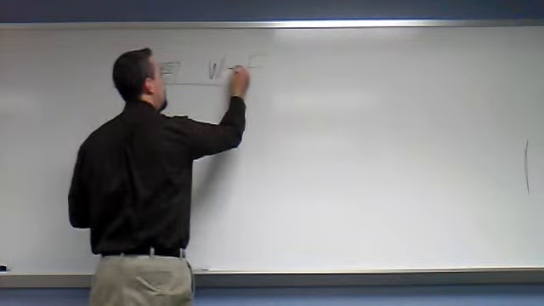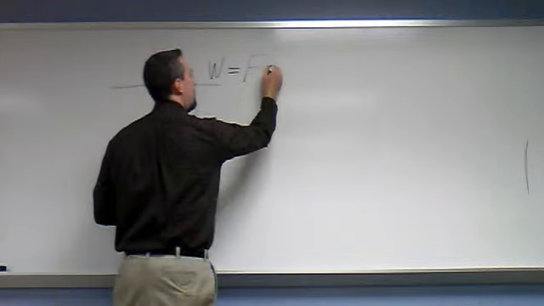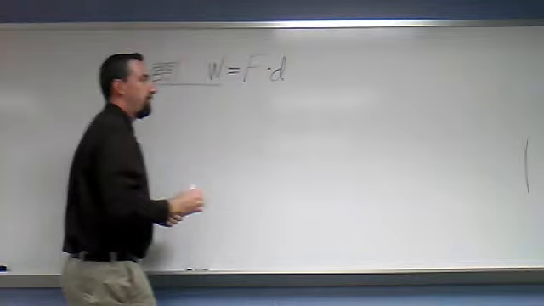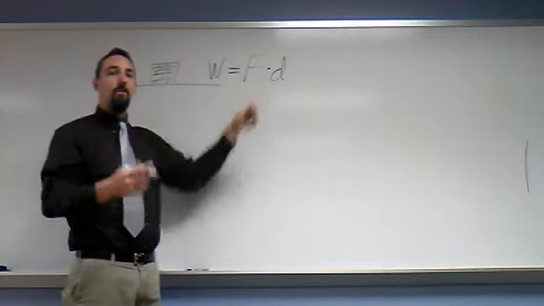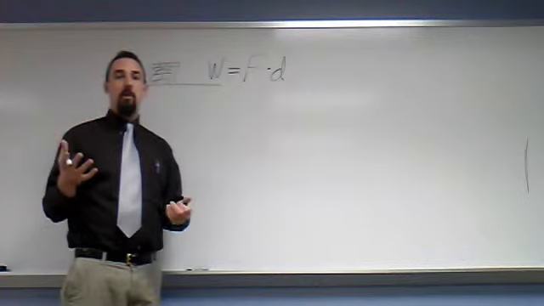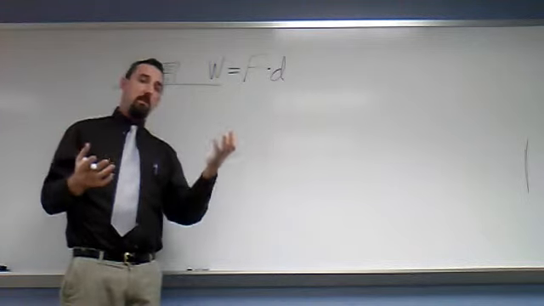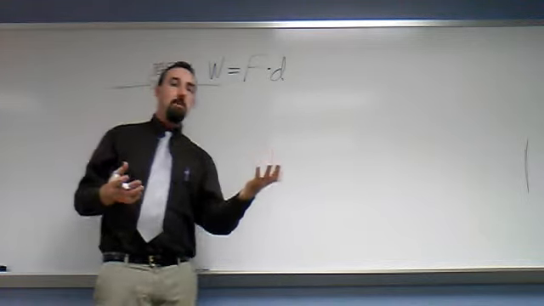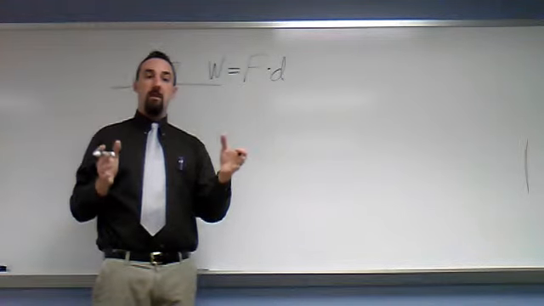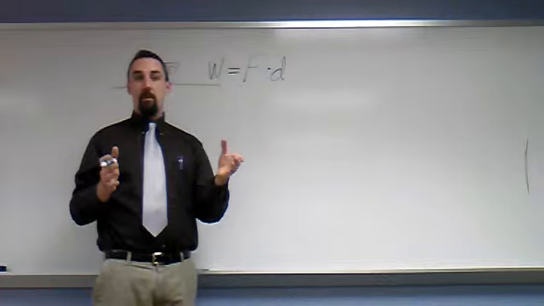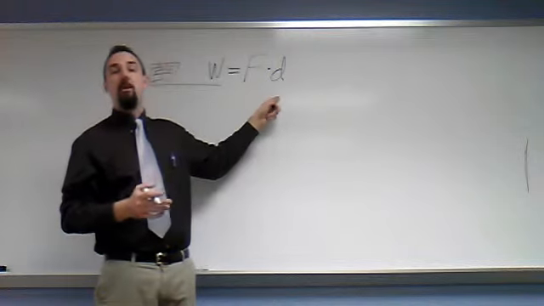So we define work really simply. Work is force times distance. Now you might say, well, Mr. Quinn, I thought we didn't use the D word. Well, distance is not a bad word, it's just not the same as displacement. Displacement is a vector quantity. It's not only did you move it a certain distance, but also in a certain direction. Distance is just how much did you move it.